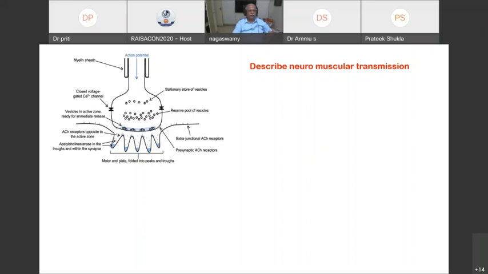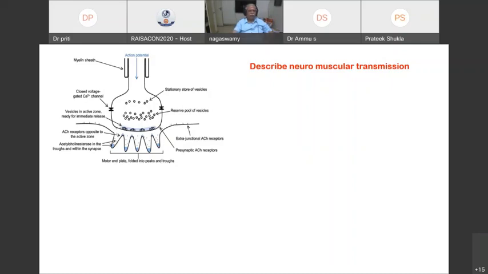Action potential reaching the neuromuscular junction, yes, good, causing opening of calcium channels and calcium release, and calcium will bind and cause acetylcholine release. The acetylcholine will reach the muscle. Sorry, not muscle, but the neuromuscular junction. How is the acetylcholine released from the neuronal end? Presynaptic area, by exocytosis of the vesicles.